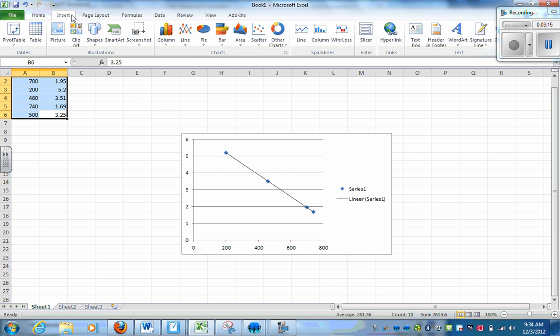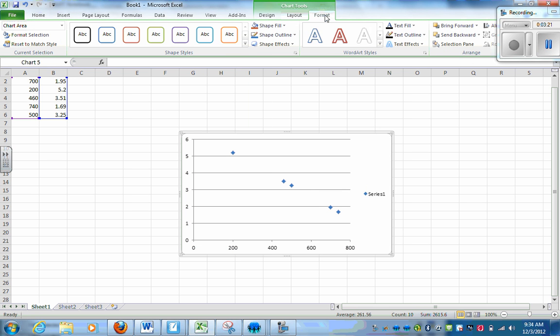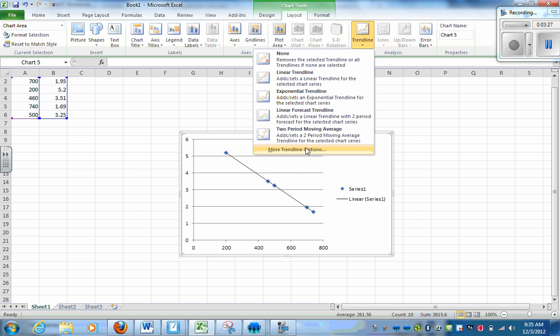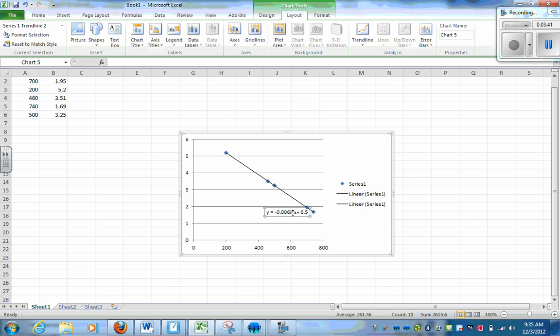Remember, I go to Insert, Scatter, and there's my plot. And then I go to Layout, Trendline, and I go to a linear trend line. I want to know that equation, so I go to More Trendline Options, and I say that I want to display the equation on the chart. That's really important. Okay, so now I can see what that equation is.